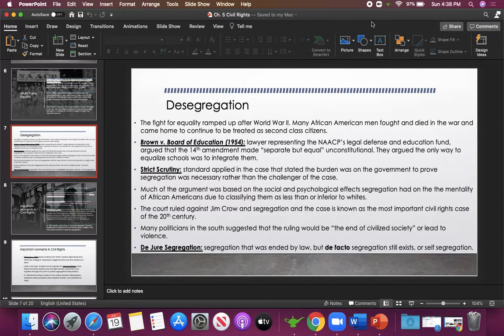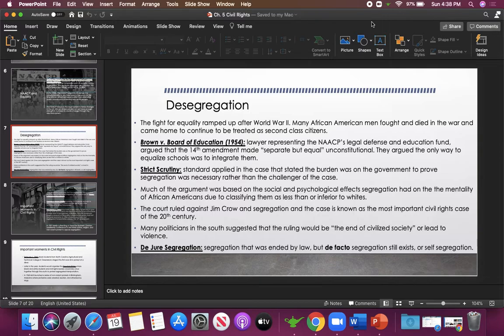There are different levels of scrutiny that the courts will apply to certain cases. The highest level of scrutiny was applied in this case, which meant that the responsibility was on the states to convince the court that segregation was necessary. So the NAACP presented a very strong case, but the states really had to convince the Supreme Court that there was a reason and a need for segregation.